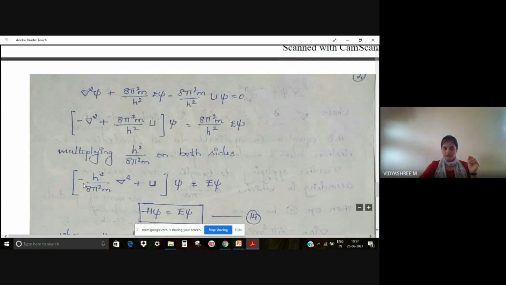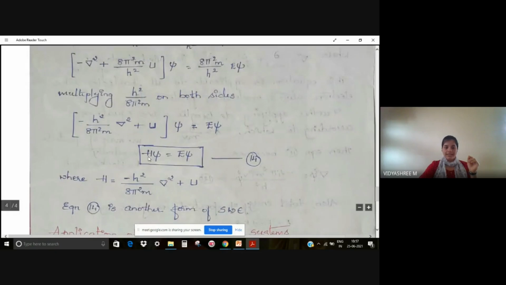After the multiplication, we get minus h square divided by 8 pi square m into del square plus U, this whole term within the bracket, which is equal to E psi. This term inside the bracket is called the Hamiltonian operator. So this particular equation 14, H psi is equal to E psi, is another form of the time independent Schrodinger wave equation.